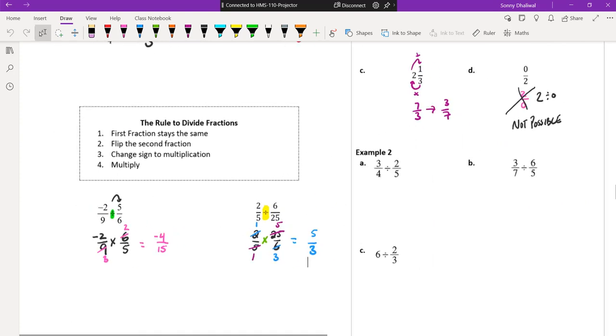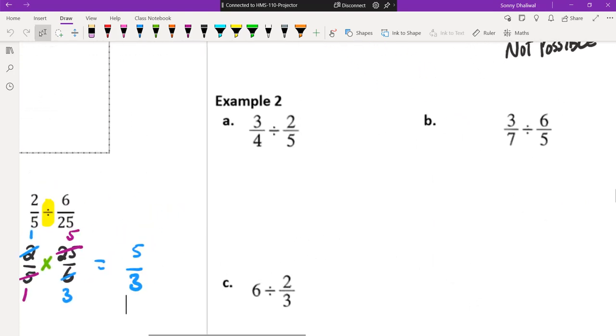So now we have a few more questions just to practice with and some word problems. All right? So the first one, it's a division question. I want to turn it into a multiplication question. Which fraction do I flip? The one on the left or the one on the right? The one on the right. This one gets flipped. 5/2. And the other one stays the same. It's always the one to the right.